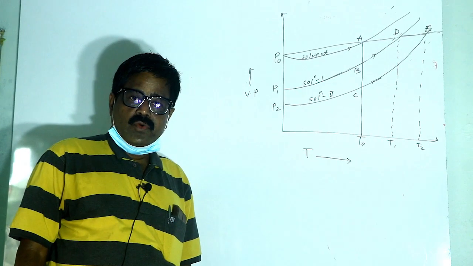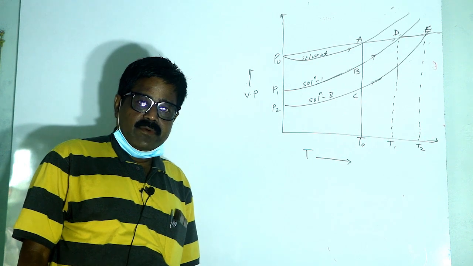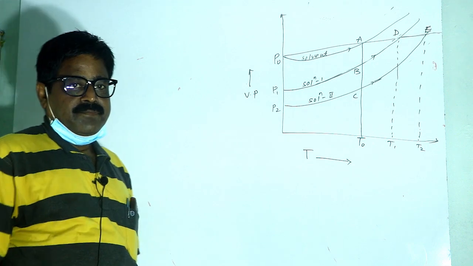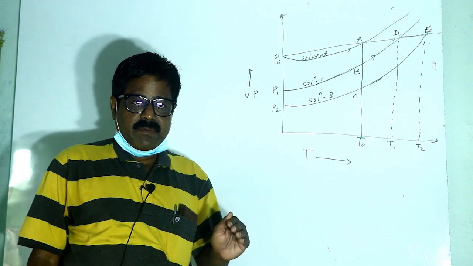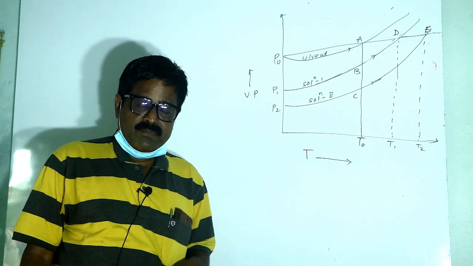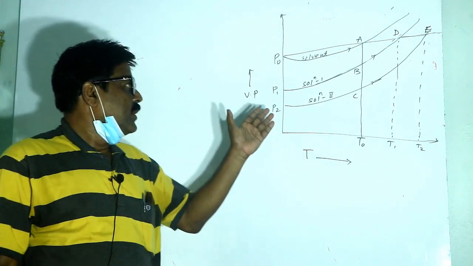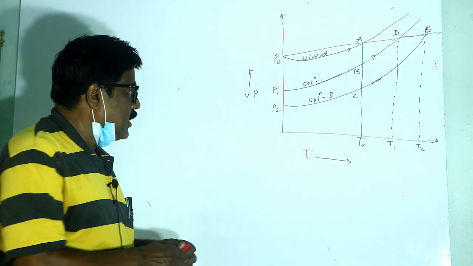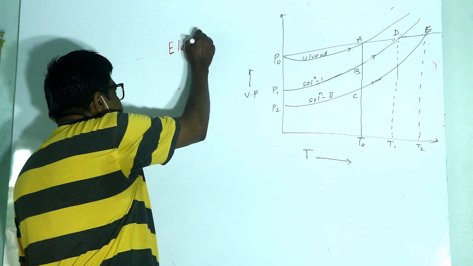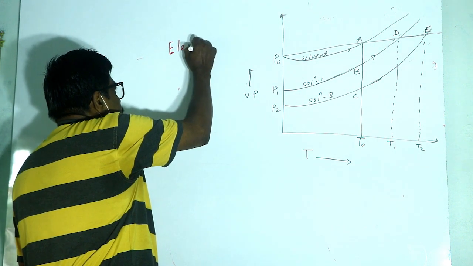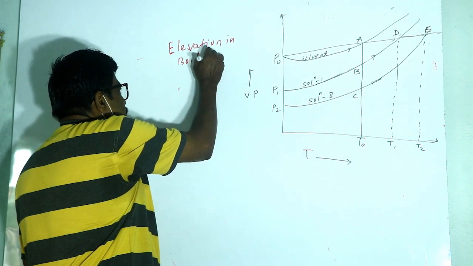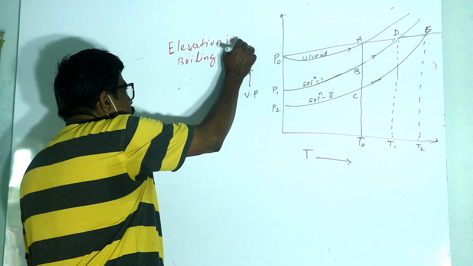In that, we have already discussed that a colligative property depends on the number of solute particles in the solution, not on their nature. Today we will discuss the colligative property we discussed in the last class, that is lowering in vapor pressure. Today I will discuss elevation in boiling point as a colligative property, and its explanation. Elevation in boiling point. So at first, please listen.